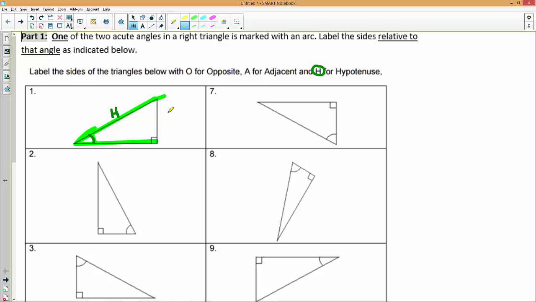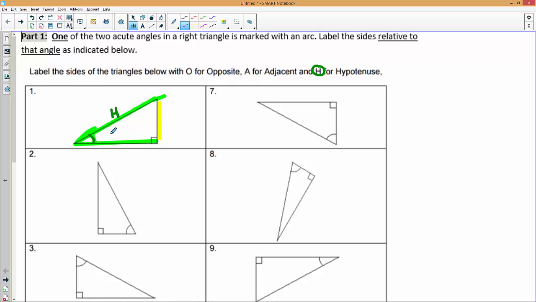Notice that this side over here, I'll highlight this in yellow, is not a side of this angle. It's the side of this angle up here. So if we were looking for the opposite and adjacent to that angle, that would be the adjacent. But when we have this angle here, one of the sides is going to be the H, but one is going to be the A.